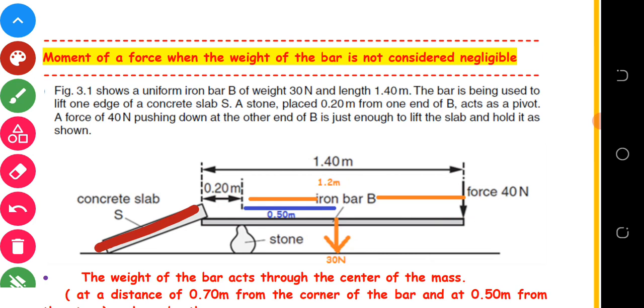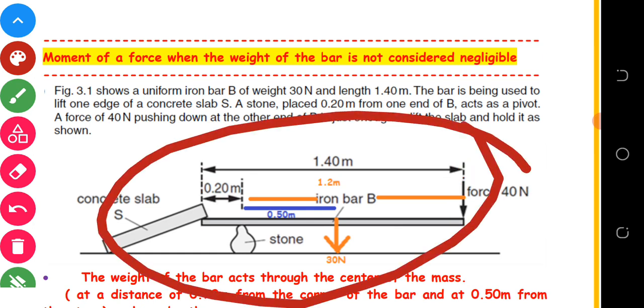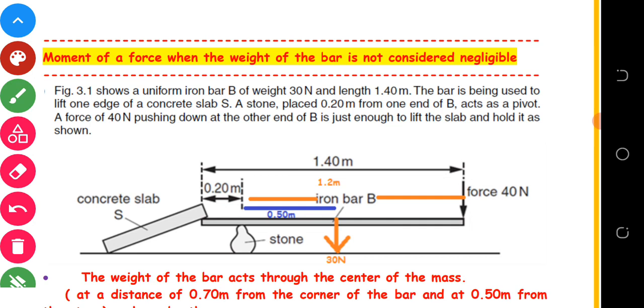Then a stone placed 0.2 meters from one end, this is our stone, acts as a pivot. And then a force of 40 newtons, this is our force, pushing down at this end is just enough to lift this slab and hold it, like we can see in this entire scenario.